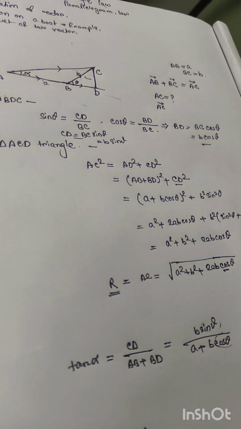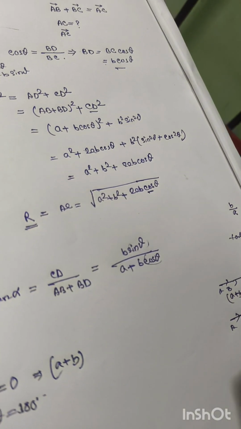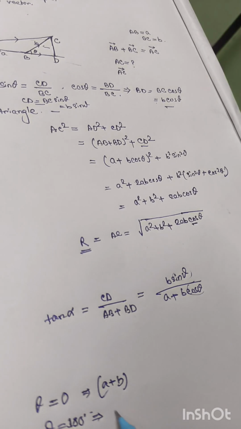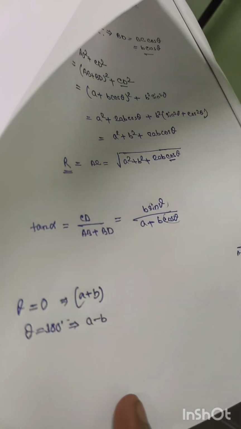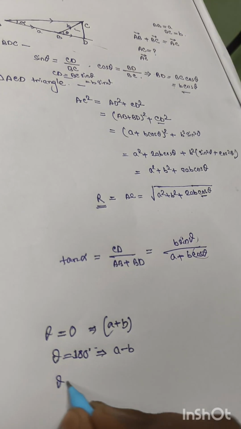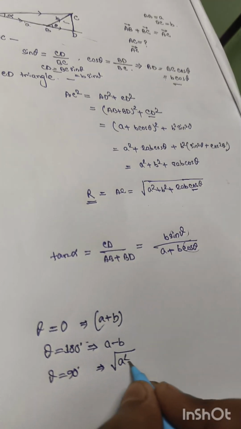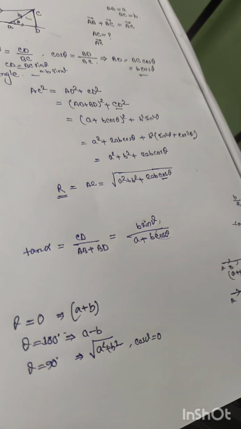But when theta is 180 degrees, they are opposite vectors, meaning we go A to B, then B to C in the opposite direction. For this we can easily see A minus B, where cos theta equals minus 1. When theta is equal to 90 degrees, then its value comes to the square root of A square plus B square, as cos theta equals 0.